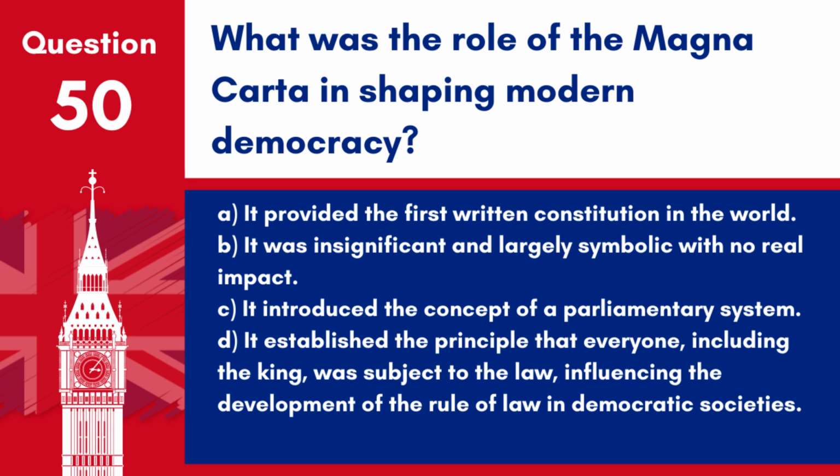Question 50. What was the role of the Magna Carta in shaping modern democracy? A. It provided the first written constitution in the world. B. It was insignificant and largely symbolic with no real impact. C. It introduced the concept of a parliamentary system. D. It established the principle that everyone, including the king, was subject to the law, influencing the development of the rule of law in democratic societies.